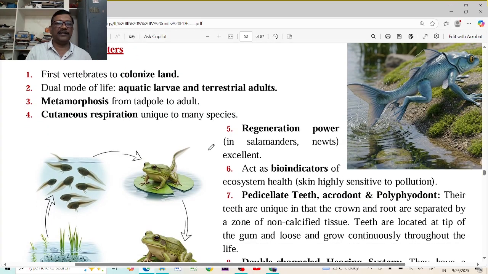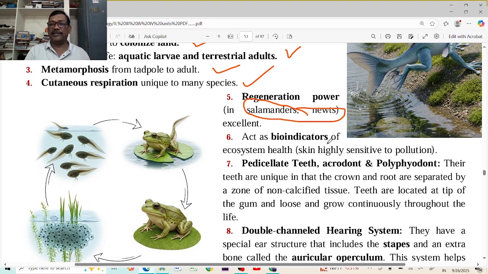The special characters found in these amphibians are: they are the first vertebrates that colonized the land. Dual mode of life means they can live either in water or on land. Metamorphosis from tadpole to adult is a special character. Cutaneous respiration or skin respiration is another special character. Regeneration power in salamanders and newts is very excellent, but not in the frog. They also act as bioindicators.